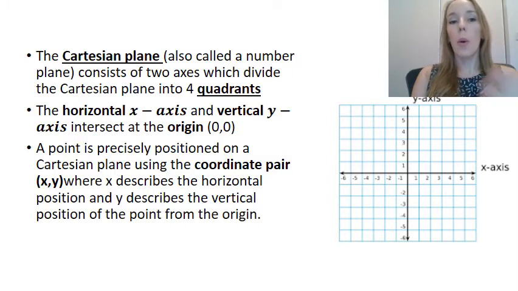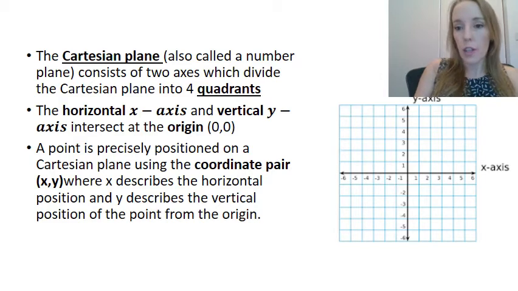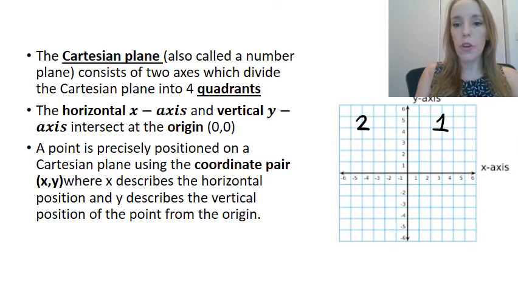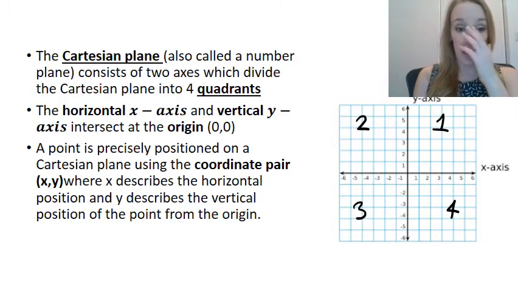Okay, so a Cartesian plane, we've got an example of one on the right here, is also called a number plane, as I've said, and it consists of 2 axes which divide the Cartesian plane into 4 quadrants. So we have quadrant 1, quadrant 2, quadrant 3, and quadrant 4. So those are the 4 quadrants of our Cartesian plane.